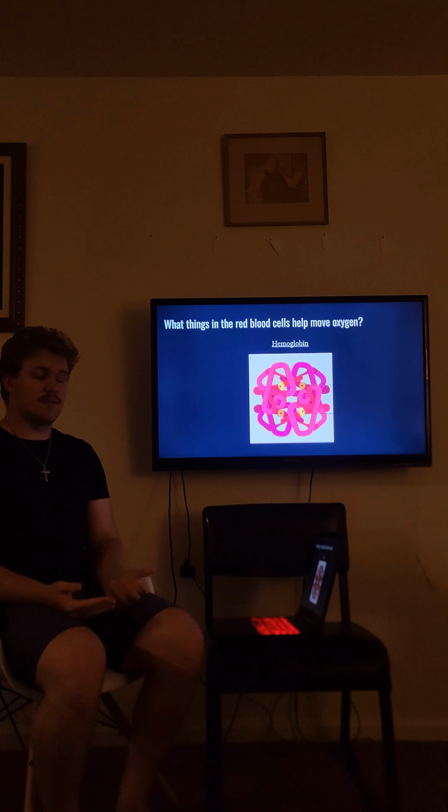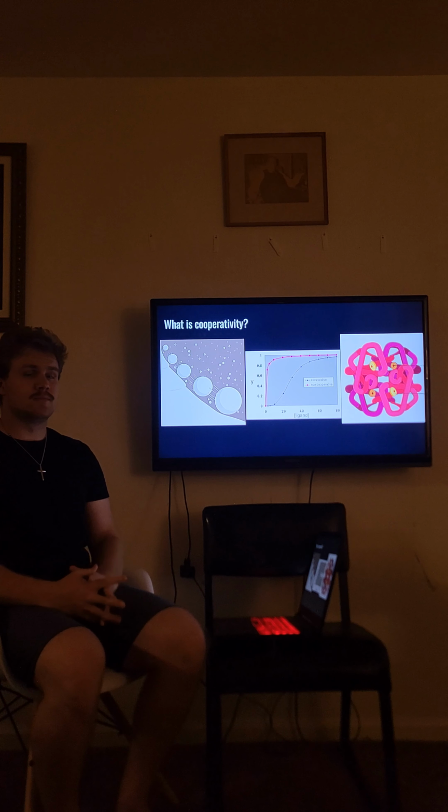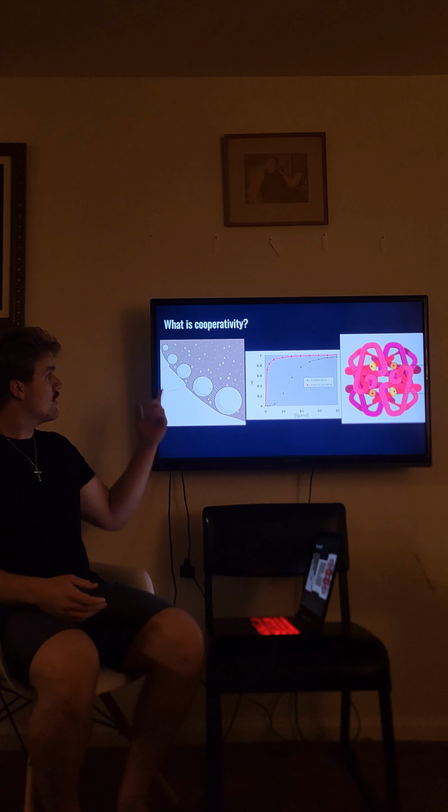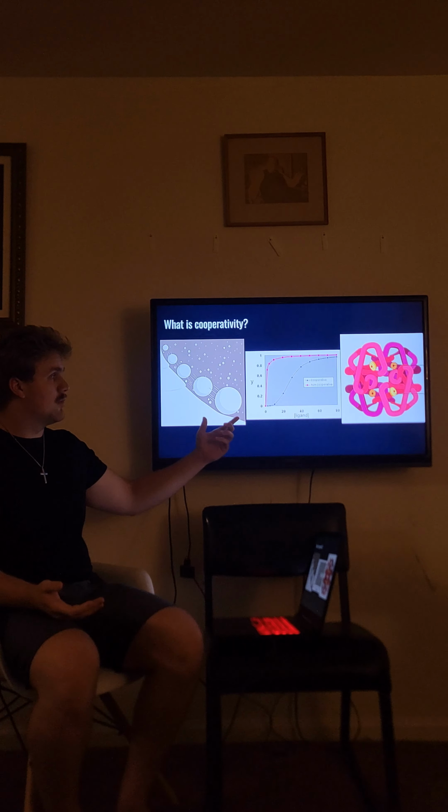So what things in the red blood cells help move oxygen? That would be hemoglobin. Hemoglobin picks up oxygen and drops oxygen off at the sites where it's needed. And it does this through a mechanism called cooperativity. So what is cooperativity? I like to think of cooperativity as pushing a snowball down a hill. It starts out small, it's hard to push at first, and then as it gets bigger, it picks up speed until it reaches the bottom, and it's moving the fastest at the bottom.